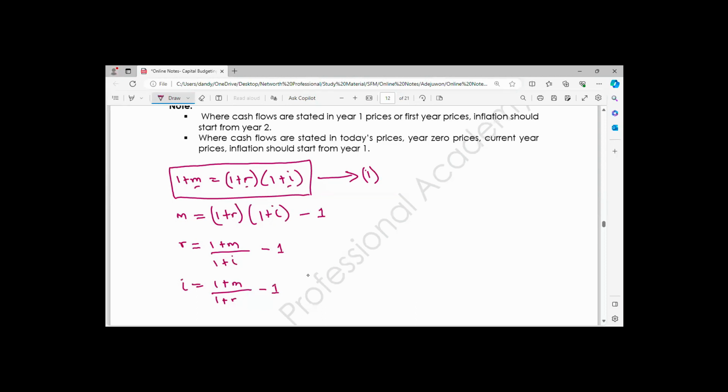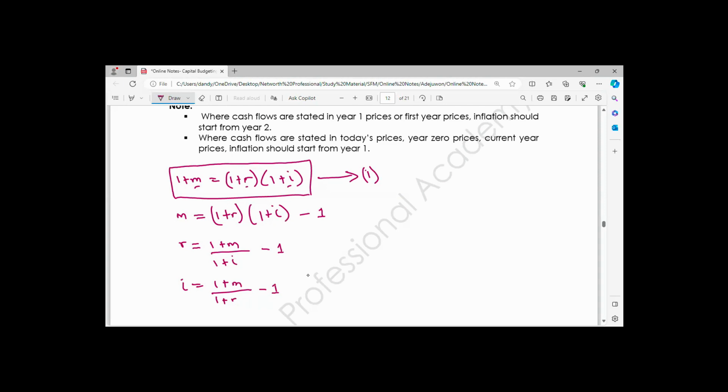So if you are told in the question that the selling price in first year prices equals 2,000, it means that that is a real cash flow. I will not inflate the year 1 price because I've been given the first year prices. Again, if you are told that working capital in current value terms is 5,000, because the examiner has mentioned current value terms, it means that is a real cash flow. Therefore, I have to start inflating from year 1.